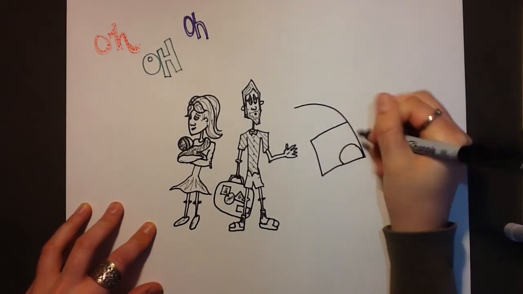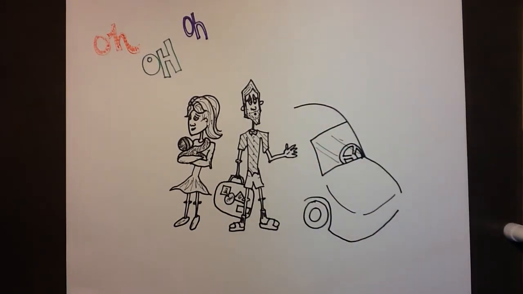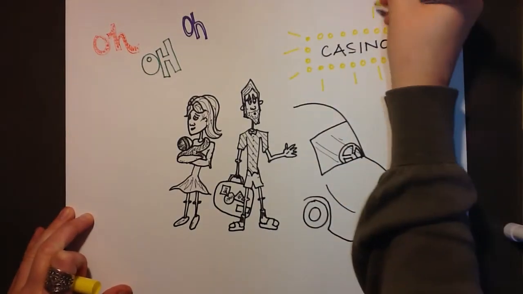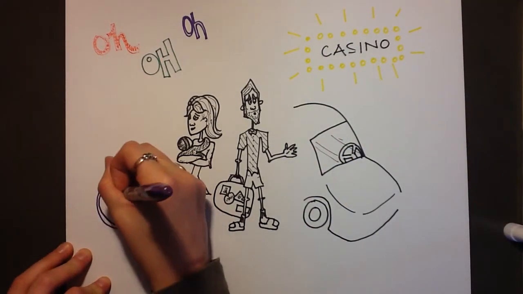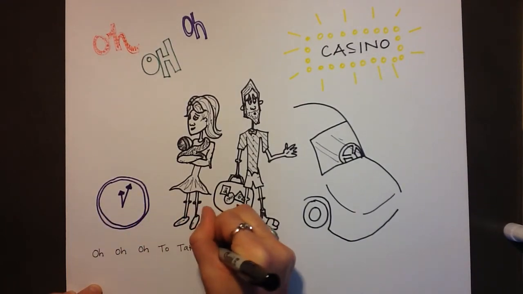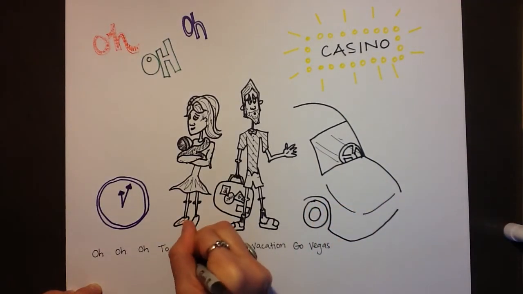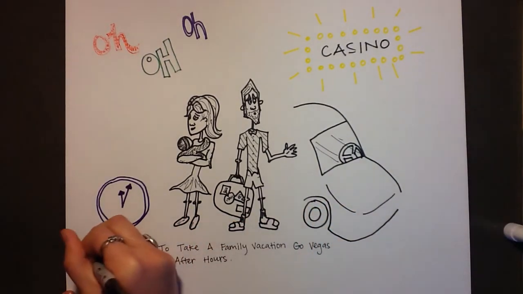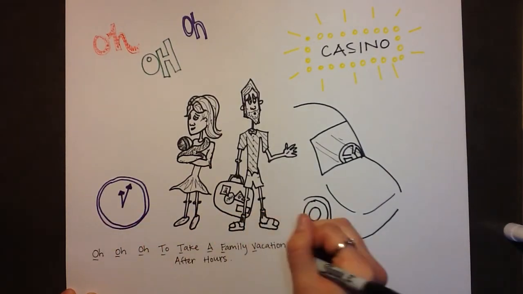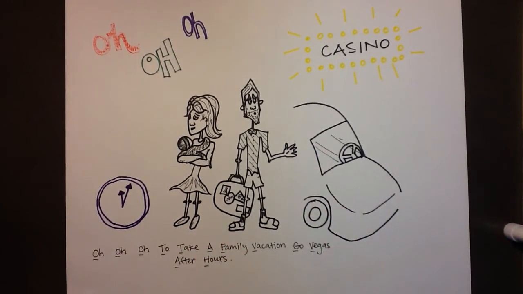With a smile on her face, she suggested that they go to Las Vegas and that they could go into the city after hours when their baby was asleep. Okay, so here's the mnemonic. O, O, O. To take a family vacation, go Vegas after hours. Olfactory, optic, oculomotor, trochlear, trigeminal, abducens, facial, vestibular, cochlear, glossopharyngeal, vagus, accessory, and hypoglossal.